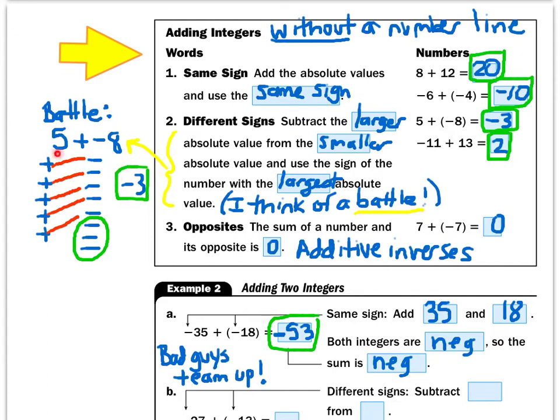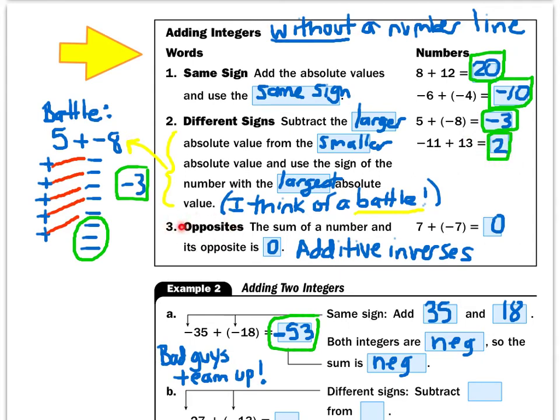So when the signs are different, we actually subtract and then take the sign of the larger. So 8 minus 5 would give us 3. The negatives win the battle, so it's negative 3. Take a look over here. Negative 11 plus 13. Well, they're going to battle because these are the bad guys, these are the good guys. The good guys are going to win this time by 2, so it's positive 2.